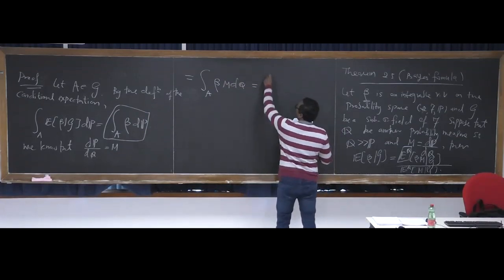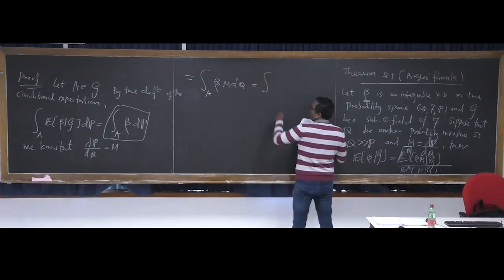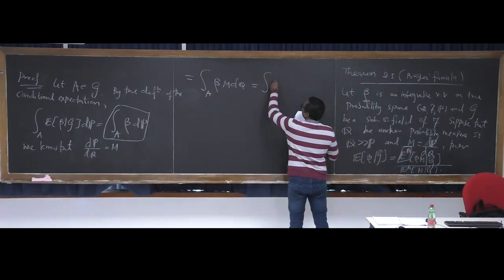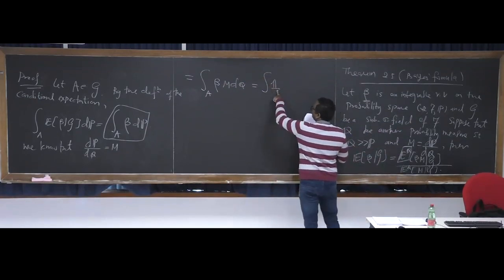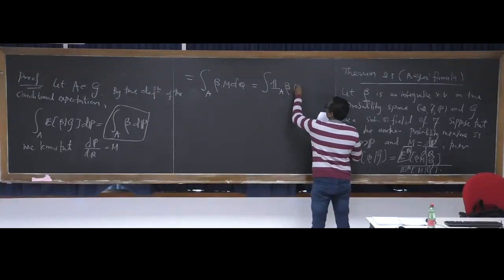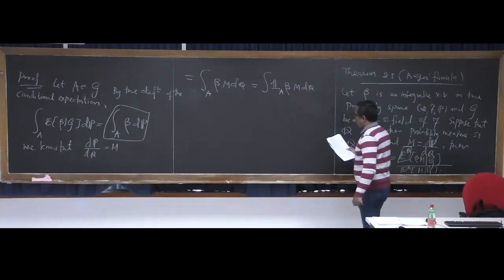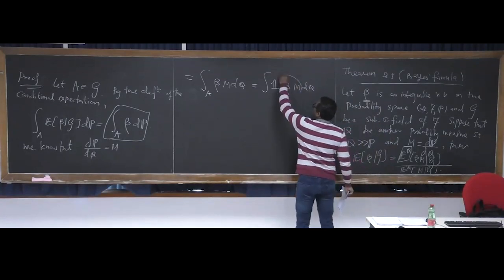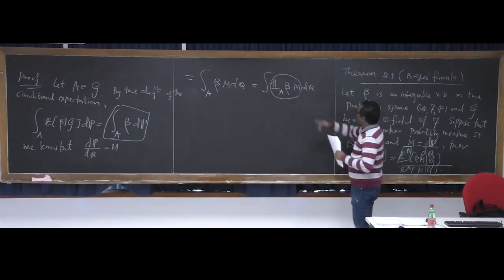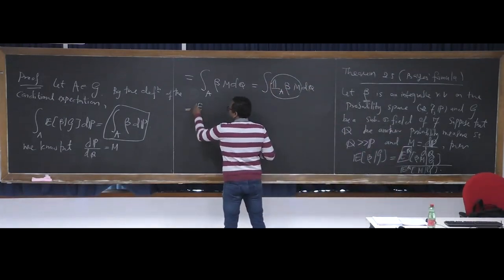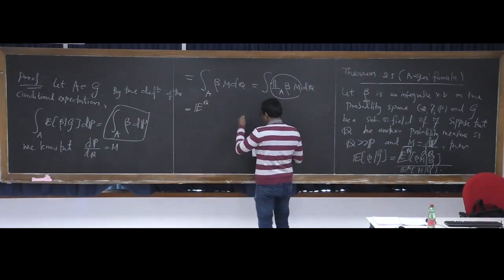So this you can rewrite as the integral over the whole probability space omega of the characteristic function standing on set A times beta M dQ. What is this? This is nothing but the expectation of this guy with respect to the new probability measure Q, right? So this is the expectation with respect to Q.